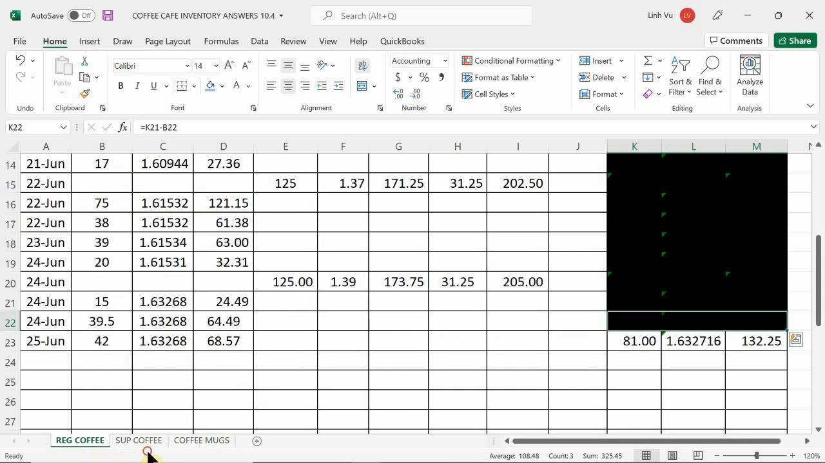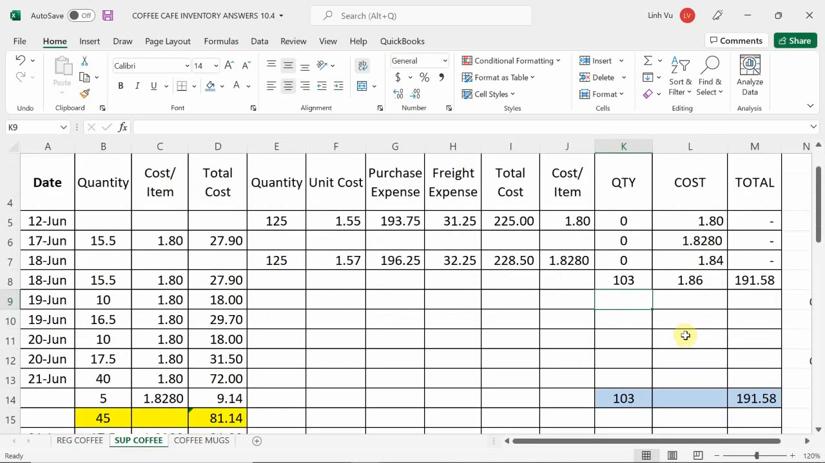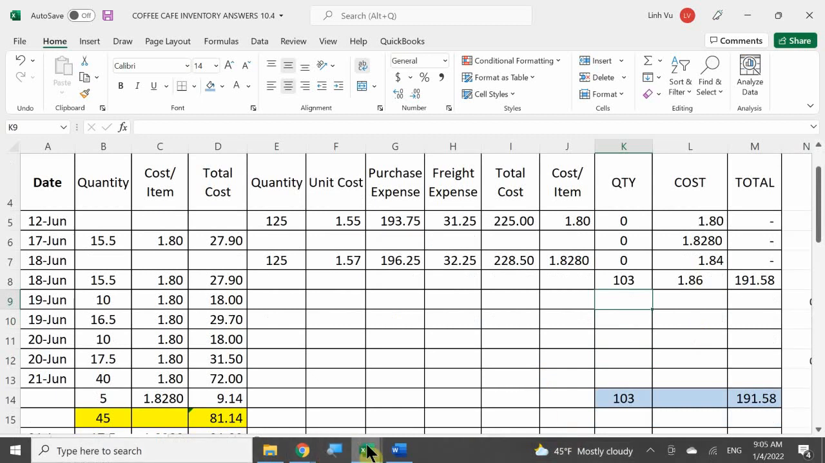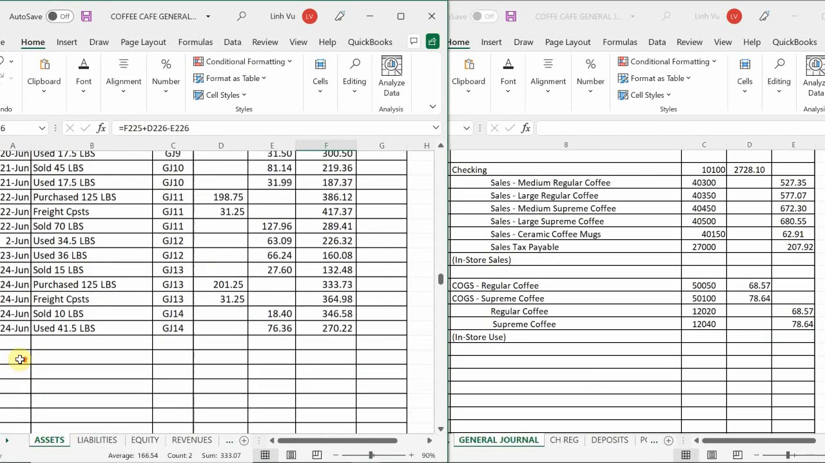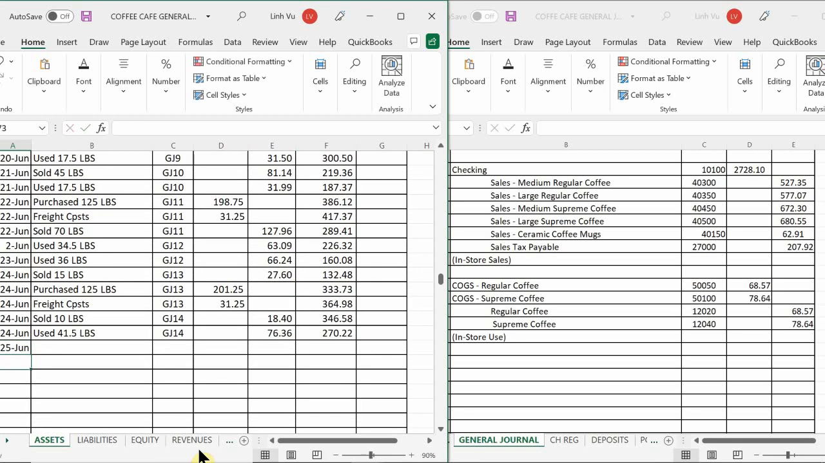Okay, and then my Supreme is like what, 191.58. Okay. Used 42.5 pounds for 78.64. 191.58.